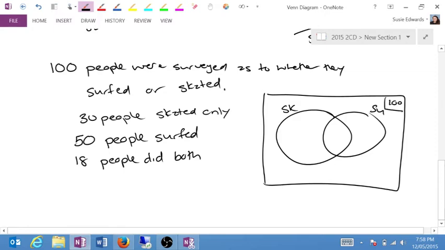Okay, so this time we've got 30 people skated only, so that must go in here. Only means they only do one thing. 50 people surfed, so that goes in the bubble. 18 people did both, goes in here. So therefore in this bubble we've got 48. Over here we've got 32, because that adds up to 50.